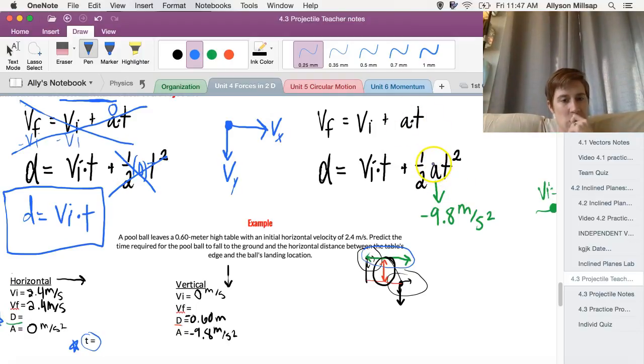Let's see which one we can use. We have distance, we have our initial speed, and we have acceleration, so we could use this formula. Why can we not use the top formula? Well, we don't have the final speed, so we can't use the top formula. So first, let's use this formula.